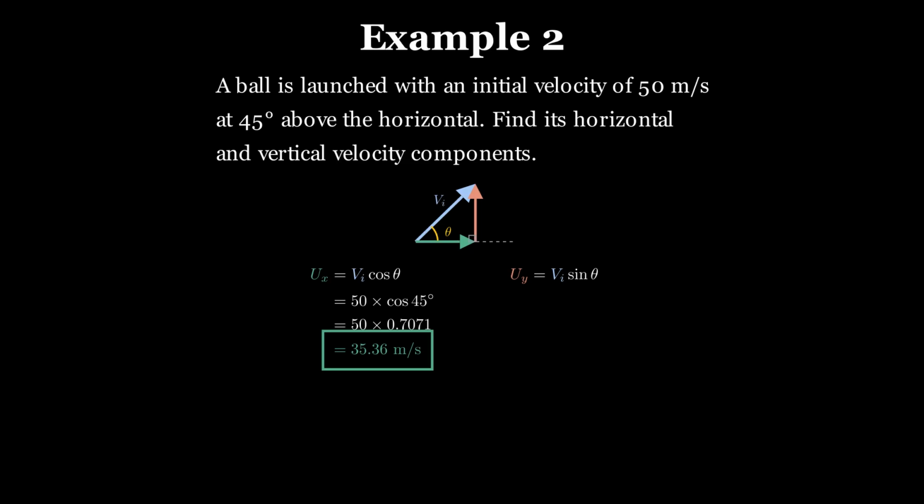The vertical component, Uy equals Vi sine theta. Substitute in, 50 times sine 45 degrees. Sine 45 degrees is 0.7071. 50 times 0.7071 gives Uy equals 35.36 meters per second.